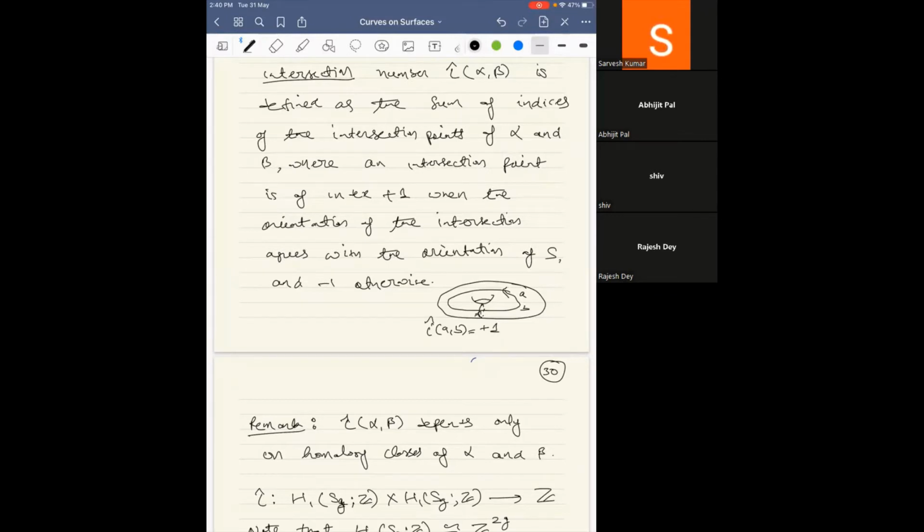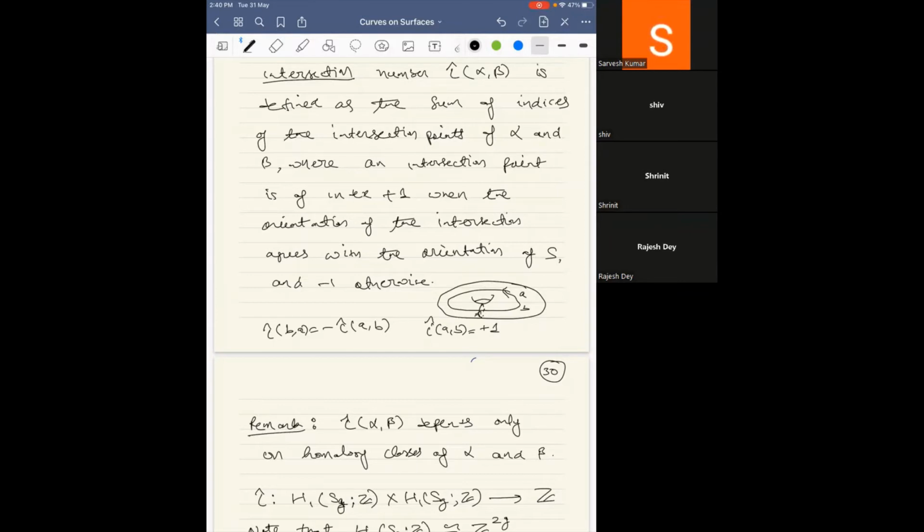So if you have a curve which intersects more, and if we reverse B, then it will be -1. So I hat of BA will be minus I hat of AB. If you reverse it, so instead of B, you change the orientation, let's say minus B bar, that will be minus.